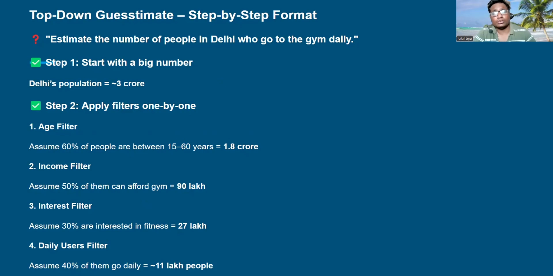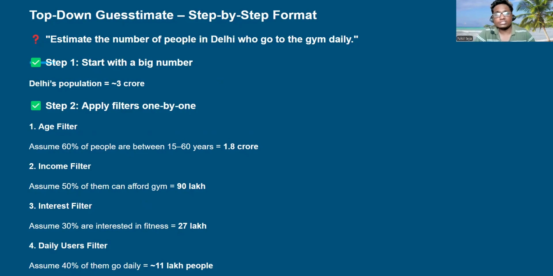A top-down guesstimate follows a step-by-step format. Estimate the number of people in Delhi who go to the gym daily. That is the guesstimate problem. There is no exact data. The problem statement is very vague, but we need to come up with the solution by using our structured way of thinking as well as logical thinking.